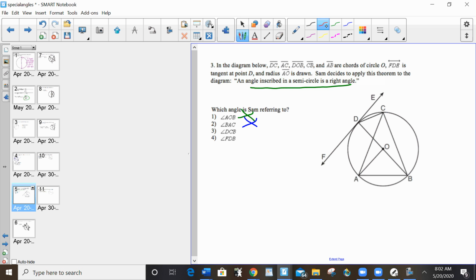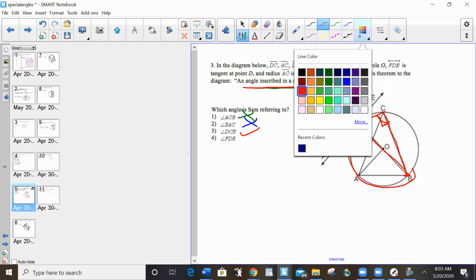DCB. It's inscribed. This piece goes to D. This piece goes to B. Is DB a semicircle? Is DB a diameter? Yes. Therefore, this must be a right angle. Yes, angle inscribed in a semicircle is a right angle. That one looks good. Again, I'm going to go through all four choices.